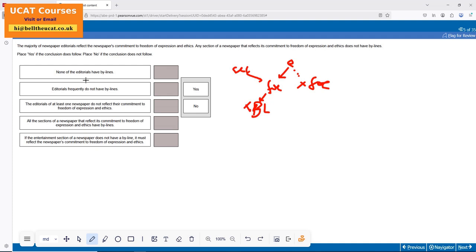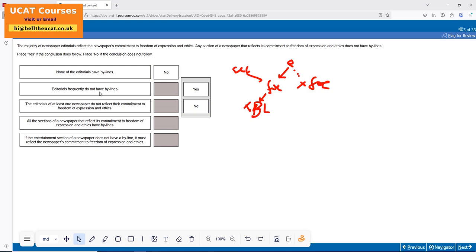Bylines. None of the editorials have bylines. If you're saying none of the editorials have bylines, you are saying there are some of them who don't have FOE. Answer is no. So if you don't have FOE, I don't know about bylines. Ready? Okay. So that means answer is no.